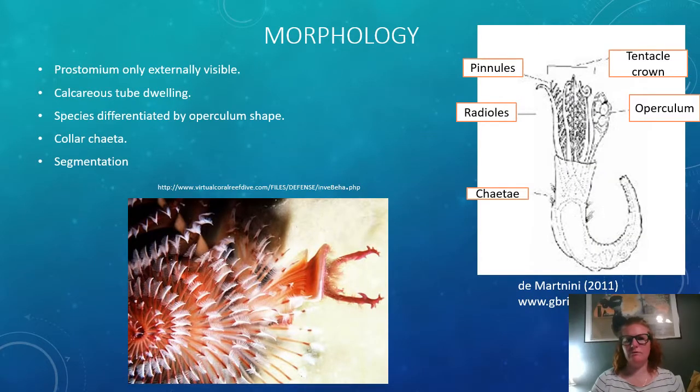Okay, going over a little bit about the morphology. This right here is actually the general body plan of the tube-dwelling annelid. The prostomium is the only external visible part of the organism, which can actually grow to anywhere between 2.5 to 3.8 centimeters, which is about the equivalent of 1 to 1.5 inches, according to DeMartini 2011. These are marked by brightly colored whorls containing pinnules, which are used for their feeding strategy.